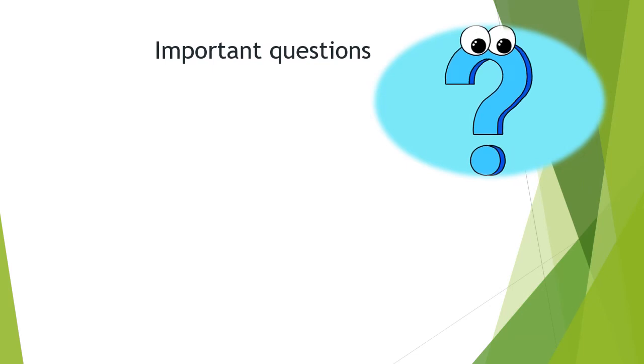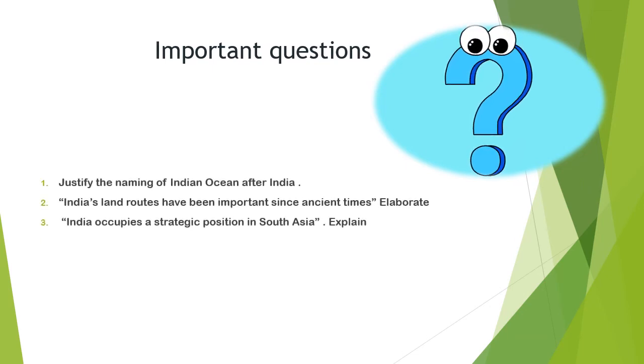Here are some important questions from this topic. Question number 1. Justify the naming of Indian Ocean after India. Question number 2. India's land routes have been important since ancient times. Elaborate. Question number 3. India occupies a strategic position in South Asia. Explain. I hope this video was very clear and understandable for this topic.